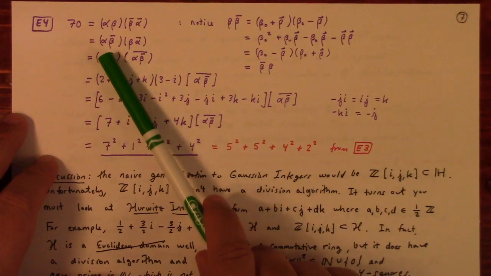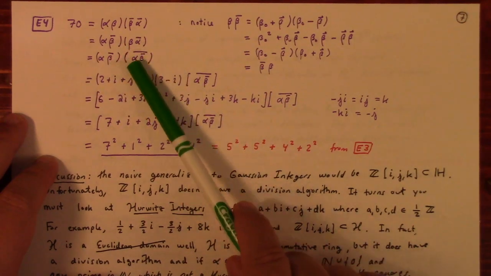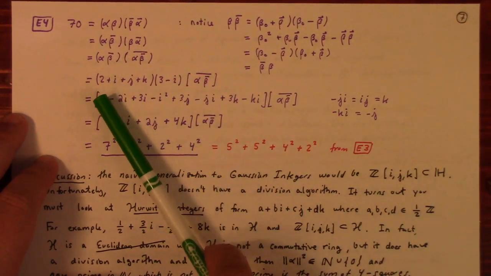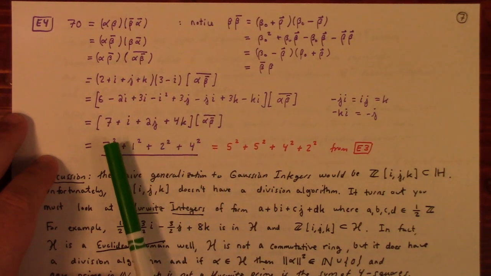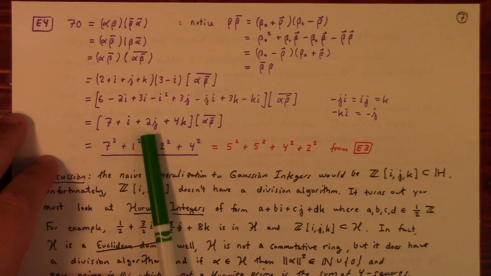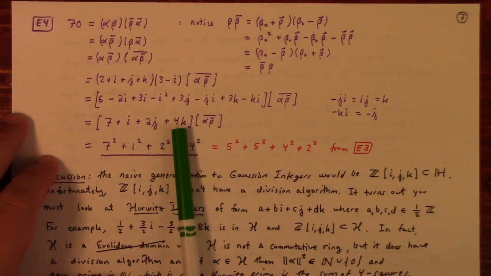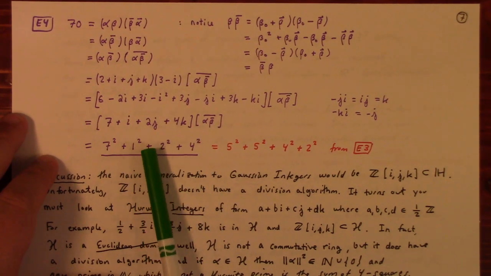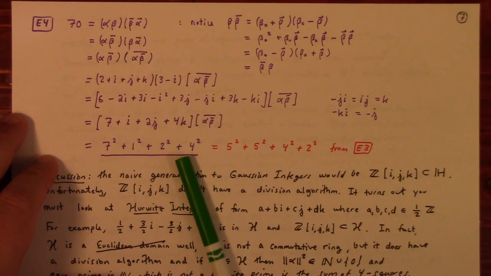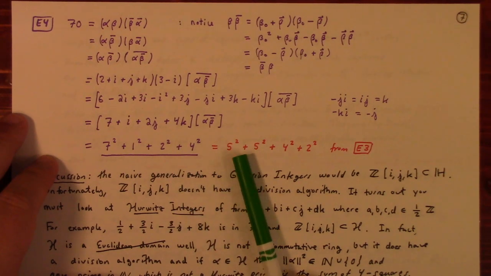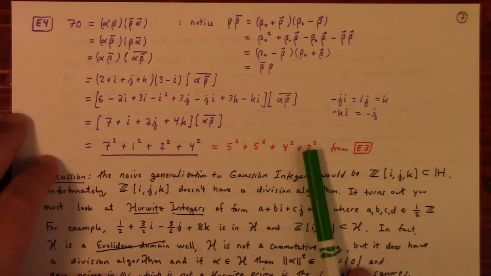So I can just focus on the alpha beta bar and just let this ride over here. And when I multiply these things out and collect terms, I get 7 plus i plus 2j plus 4k, which is 7 squared plus 1 squared plus 2 squared plus 4 squared. This is a different way of writing 70 as the sum of 4 squares as compared to what I had before, which was 5 squared plus 5 squared plus 4 squared plus 2 squared.